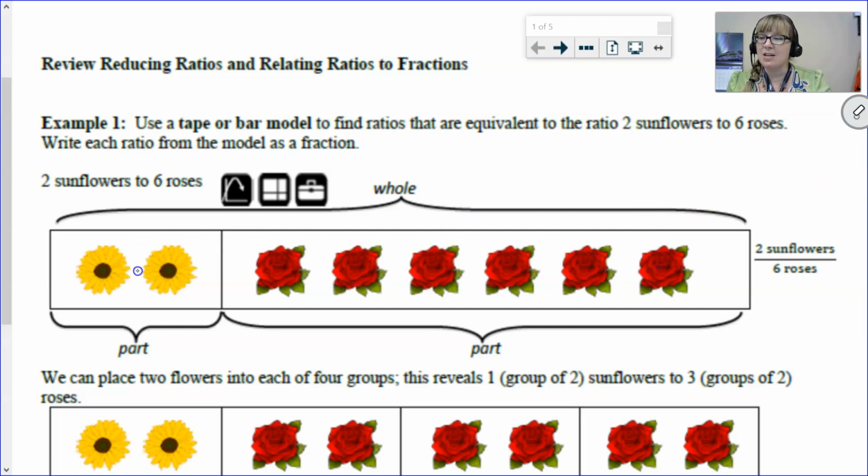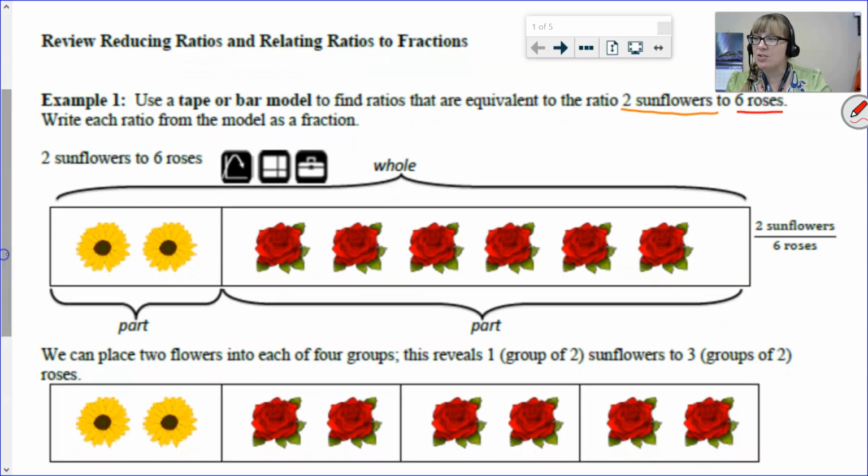We can see, again, 2 sunflowers, 6 roses, because that's the information that it gave us. Notice the way that they are lined up. This is called a tape model because it's lined up on something like a piece of tape. We also have been instructed to write each ratio as a fraction.